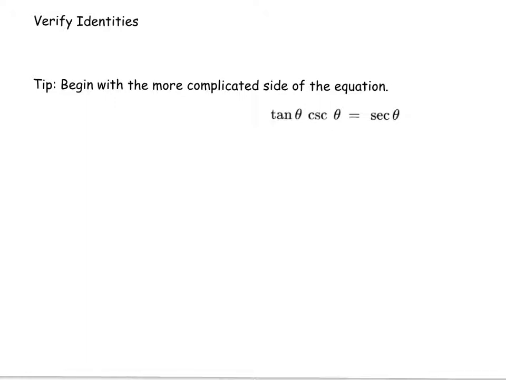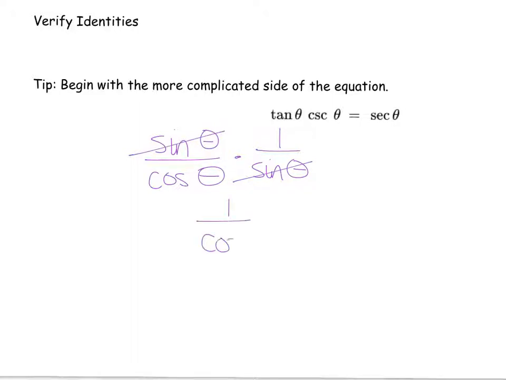We know that tangent theta is sine theta over cosine theta. We know that cosecant theta is 1 over sine theta. And now we look at that, we're multiplying two fractions. We see that these cancel. We end up with 1 over cosine theta. And guess what 1 over cosine theta is? Secant theta. So we verified that tangent theta times cosecant theta is equal to secant theta.